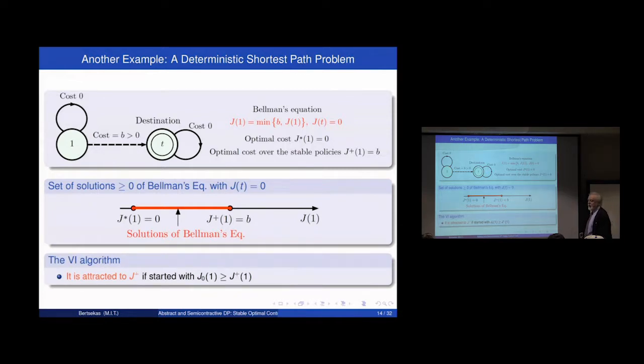And how about value iteration? If you start value iteration from above, then you're going to converge in a single step to this. If you start Bellman's equation from any one of these red points, you stay there. The only way you can get to J star is to start at J star. Value iteration is completely useless here. And if you try to add a perturbation to this, then you're going to pick up this point and not that point.